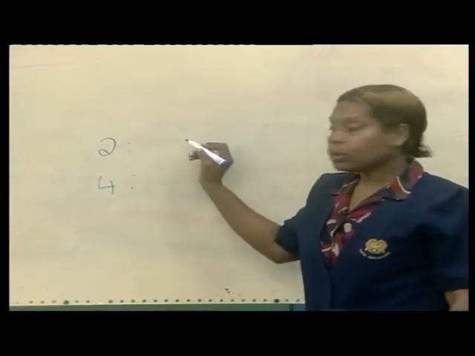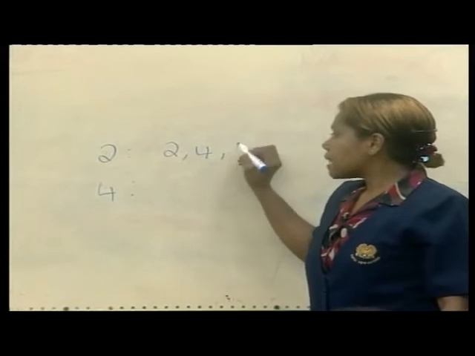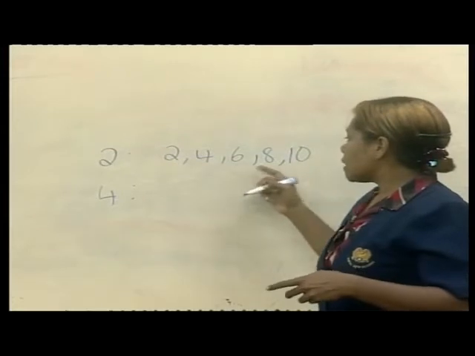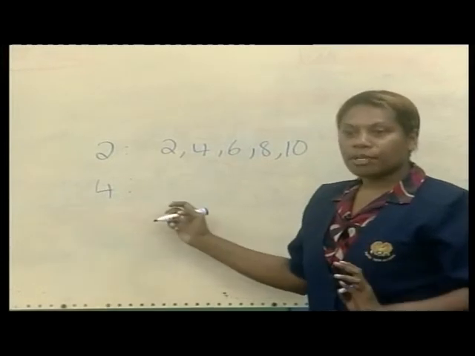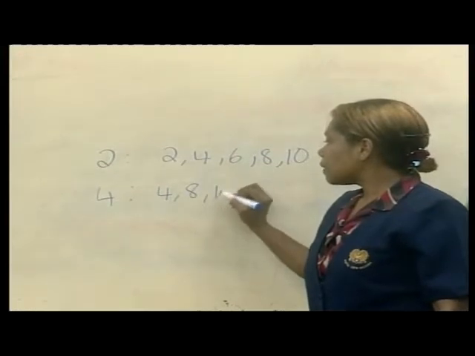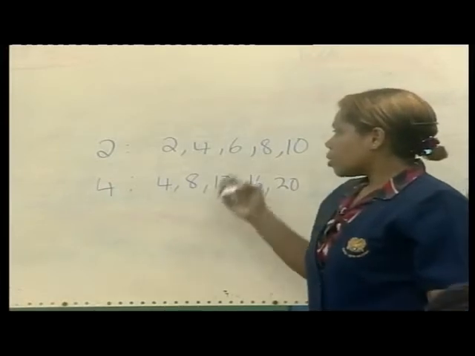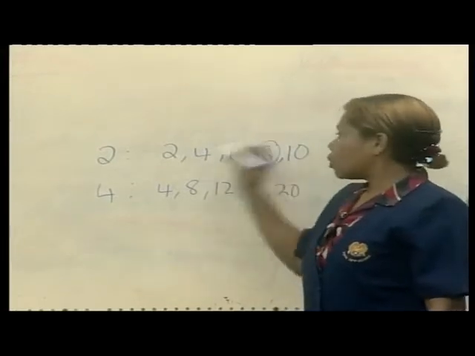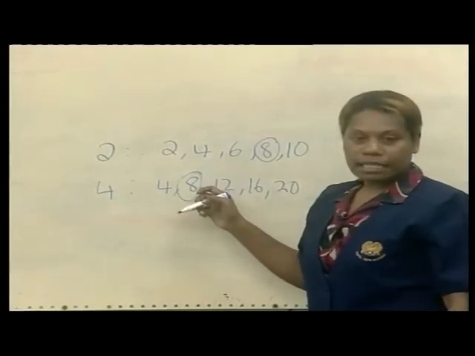Let's start off with 2. 2, 4, 6, 8, 10. Sorry, the first 5 multiples of 2. Okay, let's get the first 5 multiples of 4. 4, 8, 12, 16, 20. So you see, 8 is a multiple of 2, and 8 is also a multiple of 4. Okay?